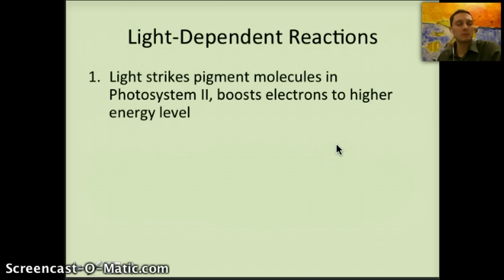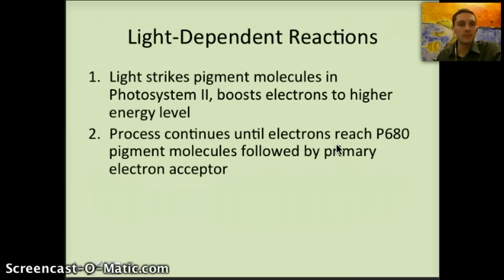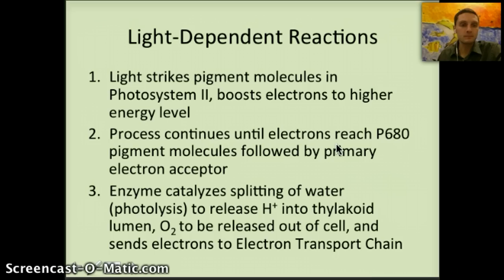So the light strikes pigment molecules in photosystem 2, and it boosts the electrons to a higher energy level. This process continues, so more light is absorbed until electrons reach the P680 pigment molecules. So there's a number of different pigments that they have to go through to start, and eventually they reach the P680 molecule, and they're moved to the primary electron acceptor up at the top. An enzyme catalyzes the splitting of water, and this is photolysis, to release hydrogen ions into the thylakoid lumen. Oxygen is released out of the cell, and the electrons are sent to the electron transport chain.